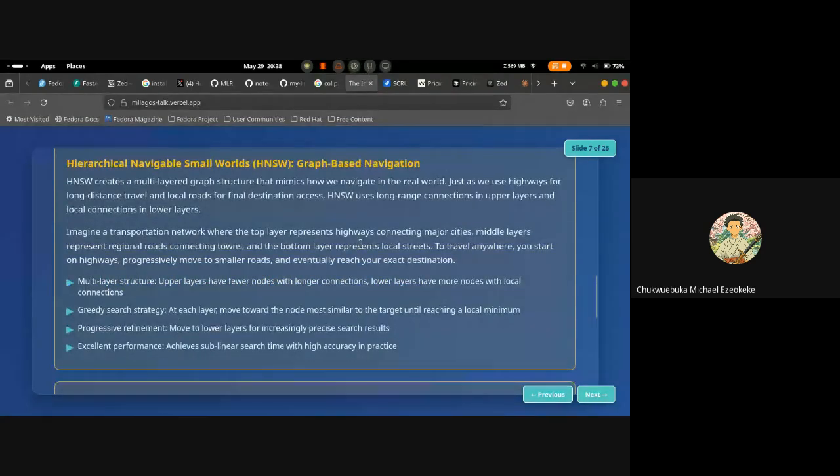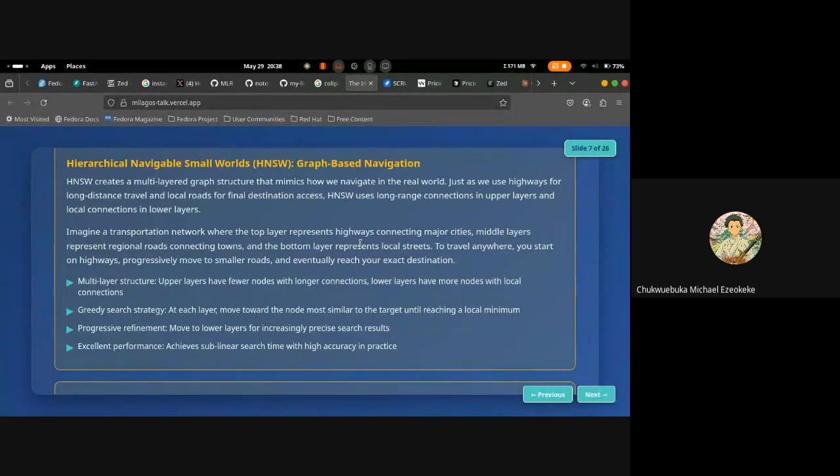Another approach is Hierarchical Navigable Small Worlds, HNSW. This is a graph-based approach. It creates a multi-layer graph structure that mimics how you navigate the real world. Just as you use highways or your local roads, HNSW uses long-range connections in upper layers and local connections in lower layers.